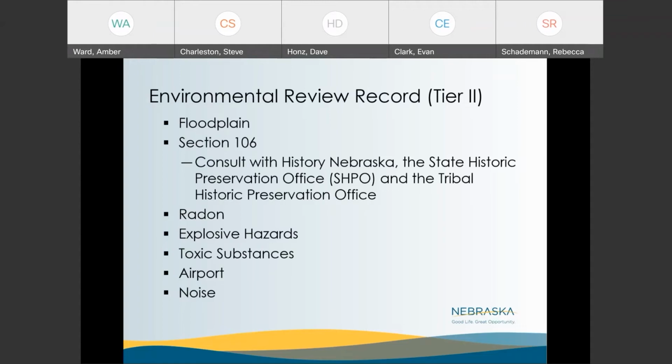Along with that process, you're going to be contacting the appropriate agencies or websites to review if there's any radon that needs to be mitigated, explosive, hazardous substances and toxic substances, any airport authorities, or noise situations that would need to be potentially abated or addressed. And you'll be reviewing the websites or contacting the appropriate agencies for those considerations.